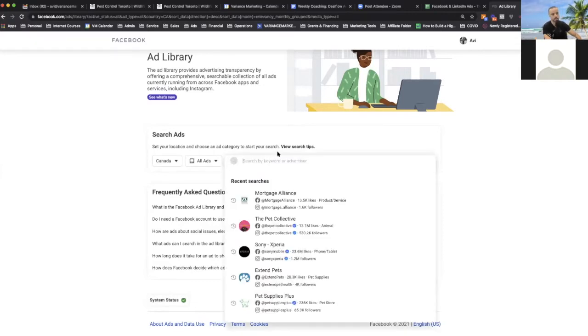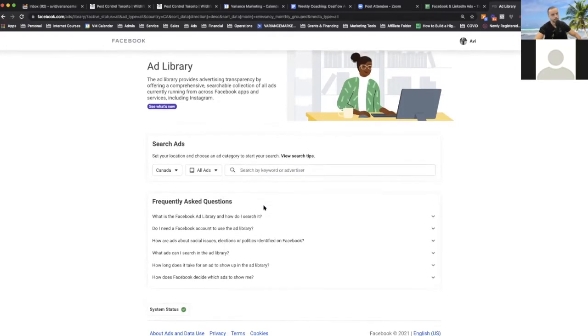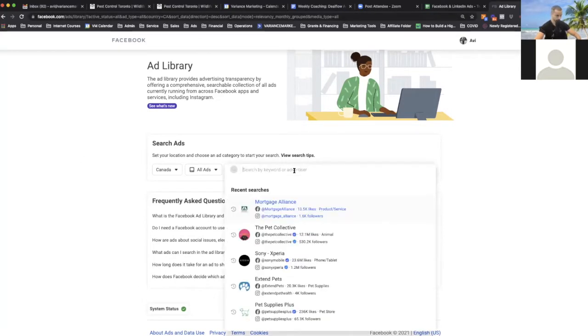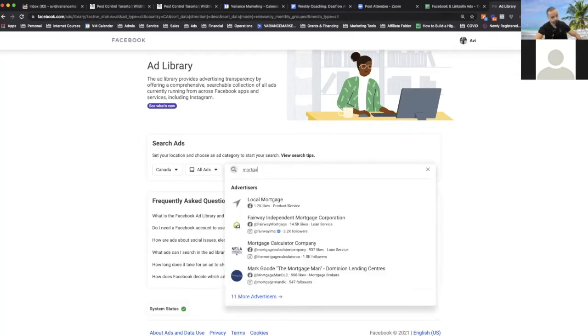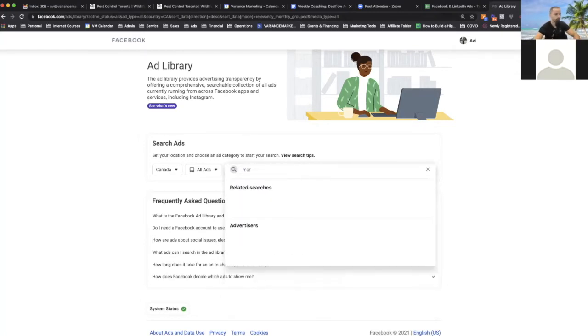But theoretically, let's just say you're in the mortgage business, right? You'd go to Facebook Ad Library, and what this is designed to do is allow you to spy on your competitors. What are your competitors doing that you should be doing? For example, if I was in the mortgage business, I would go to a brokerage, let's just say Mortgage Alliance. Let's see if these guys are running anything.